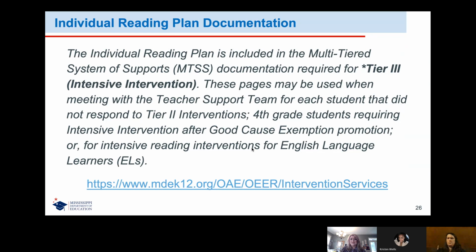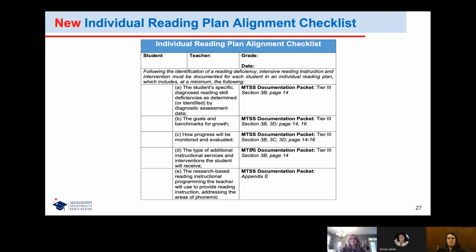And here we have the link to our website where you can get more information, and it has a link to our documentation packet.